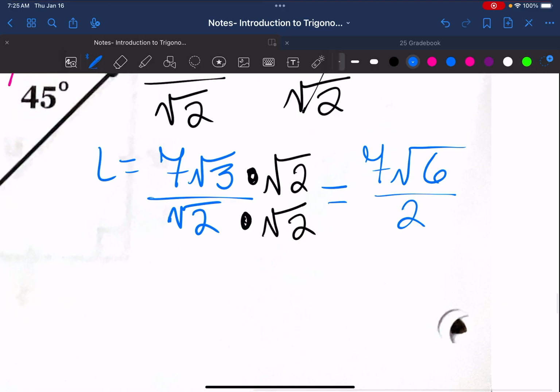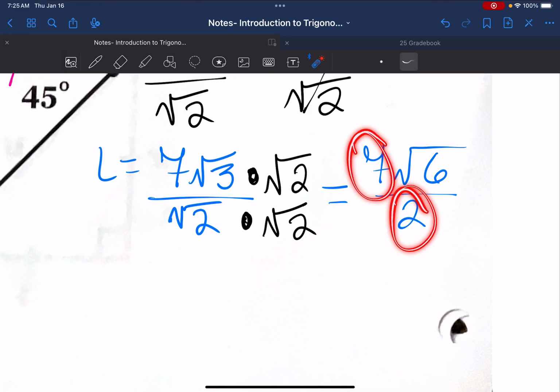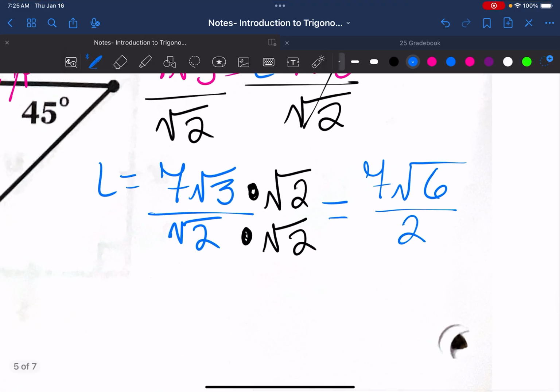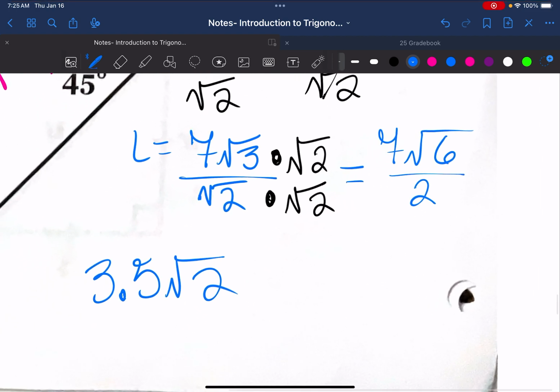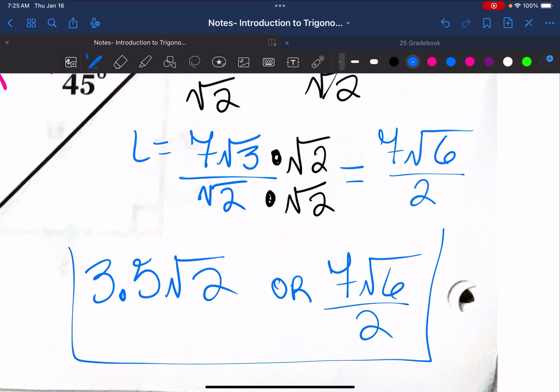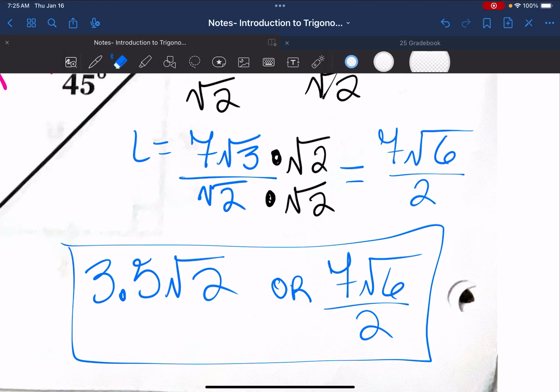Now, that is our answer, because 7 divided by 2 gives me a decimal of 3.5. And I don't like a decimal, personally, for my legs, so I'm going to leave it as a fraction, but I would accept either answer. So your leg is either 3.5, oops, not square root 2, that should be square root 6. So 3.5 square root 6, or 7 square root 6 over 2.